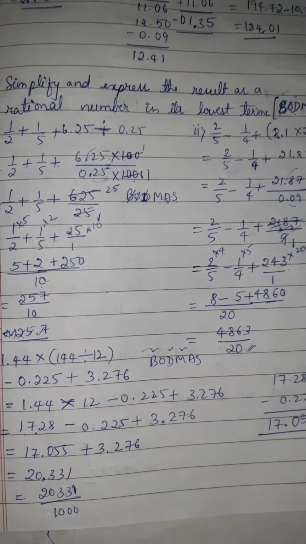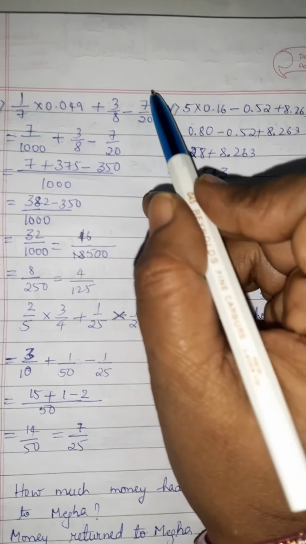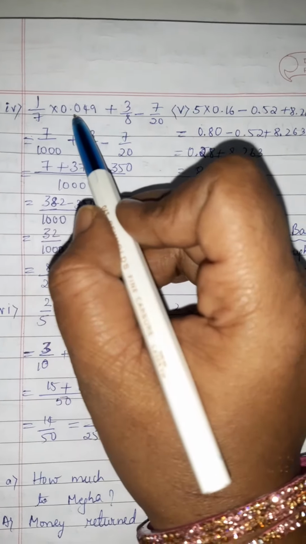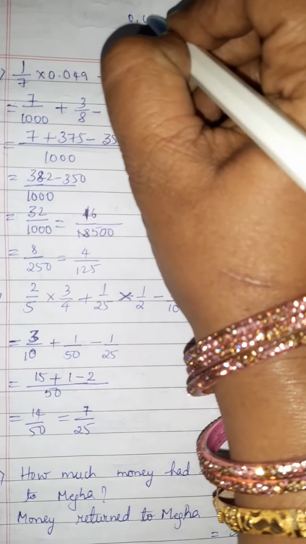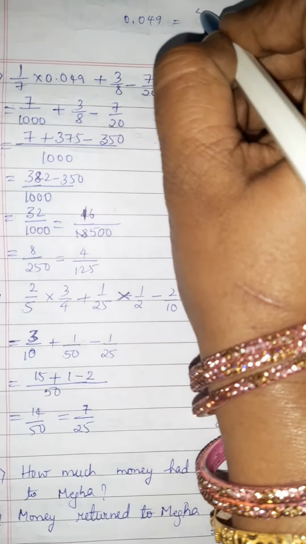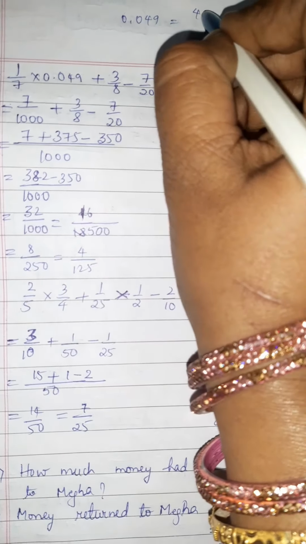Children, next is 1 by 7 into 0.049 plus 3 by 8 minus 7 by 20. To cancel this, we shall write 0.049 can be written as 49 divided by 1000. Now in the denominator we have 1 by 7. You can cancel 7 ones are 7, 7 sevens are 49. So 7 by 1000 is written here, plus 3 by 8 minus 7 by 20.